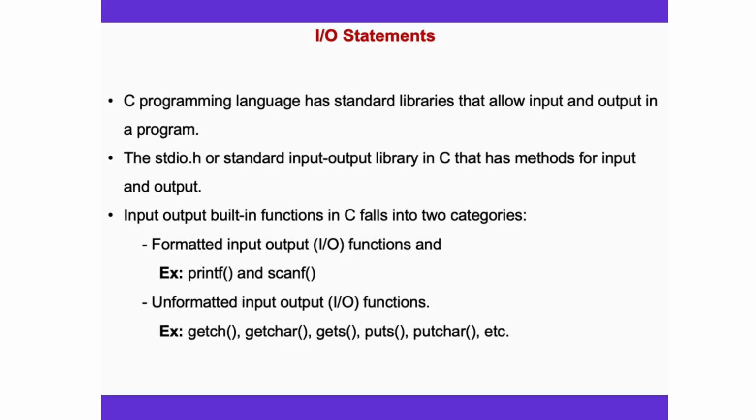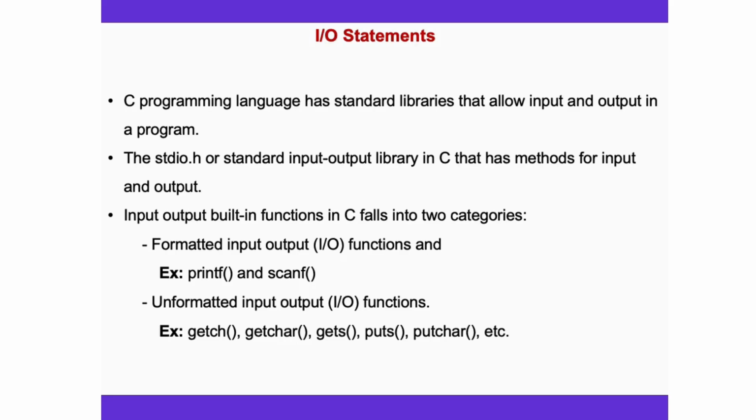Next, we are going to see about input-output statements. The C programming language has standard libraries that allow input-output in a program. The stdio.h is the standard input-output library in C that has methods for input and output. Input-output built-in functions in C fall into two categories: formatted IO functions and unformatted IO functions.